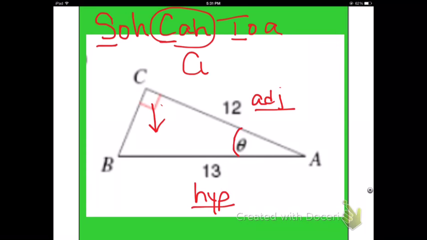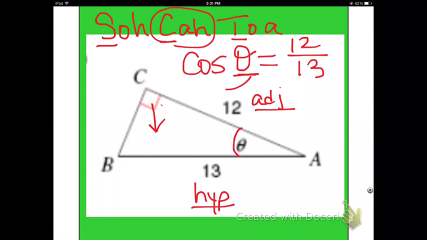So I'm going to say cosine of theta, because I do not know the angle, equals the adjacent, which is 12, over the hypotenuse, which is 13. Again, if I'm looking for theta, I've got to undo cosine. So I'm going to press Shift, cosine, 12 over 13. And that tells me the angle here. Theta equals approximately, we'll round that up to 23 degrees because the 6 increases the 2.